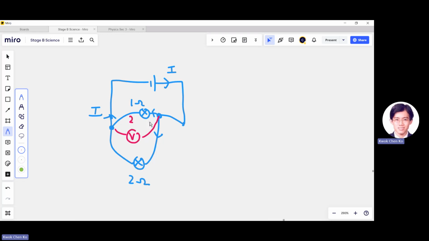Imagine this one is, let's say, 2 ampere. Over here is 1 ampere. What is my I? This branch has 2 ampere, this branch has 1 ampere. Do you remember it splits, right? It splits here to give you 2 here and 1 there. And of course, it joins back at this point, you get 3 again. You have to know these concepts.